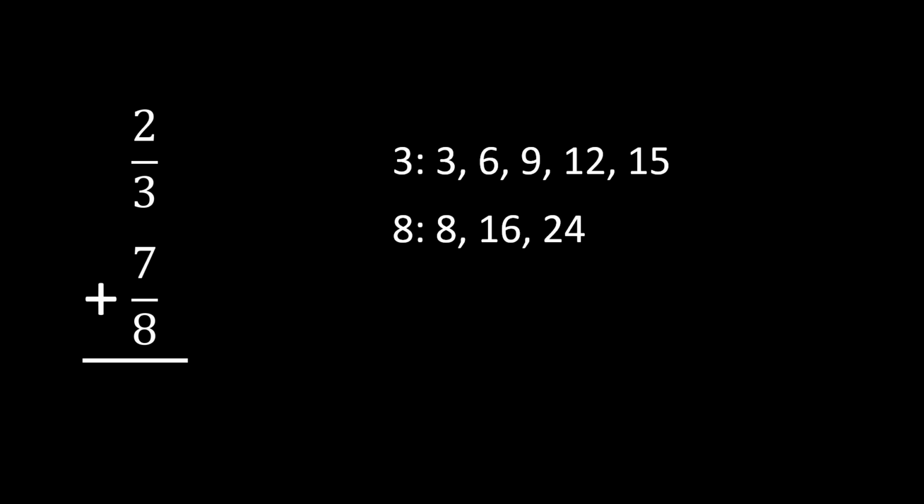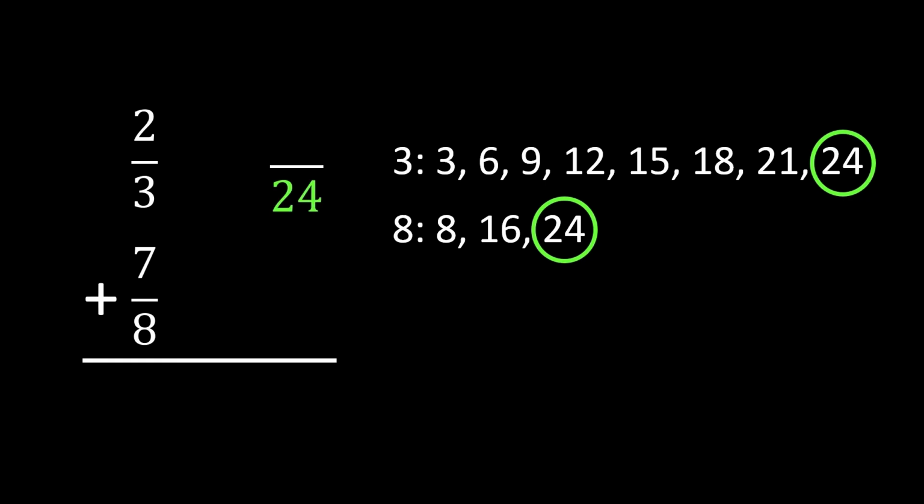And so I'll need to go a little bit further for my list for multiples of 3. 15 plus 3 is 18, plus 3 more is 21, plus 3 more is 24. And 24 is my least common multiple. It's the first number that appears on both lists. So 24 is going to be my common denominator. And I can set up my equivalent fractions with a common denominator of 24.